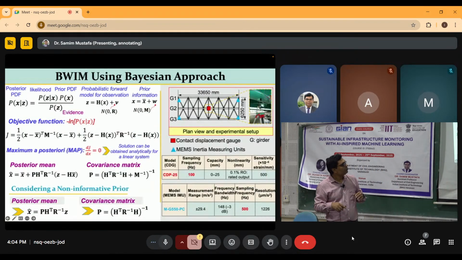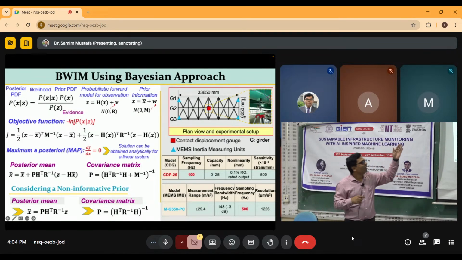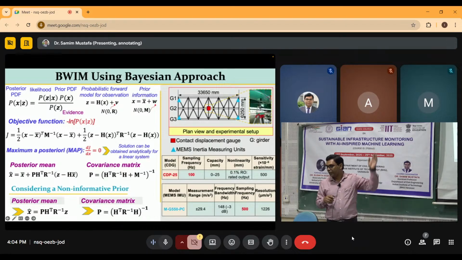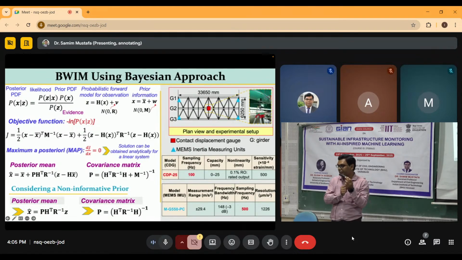Okay. Then bridge weigh-in-motion can be implemented using Bayesian theory also. Similarly, because there is a measurement and you want to estimate the unknown, you can use Bayesian as well. But here we will not use any prior information, because no prior information is available. Only from the measurement we will identify the axle weight of the vehicle. So we will use a non-informative prior.